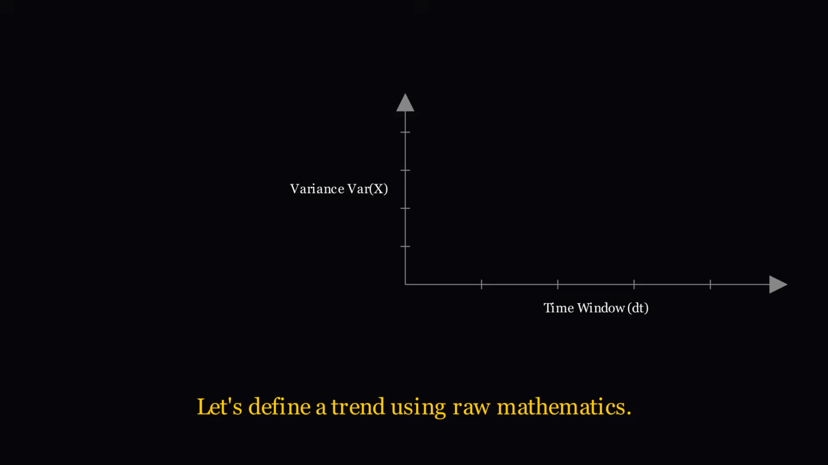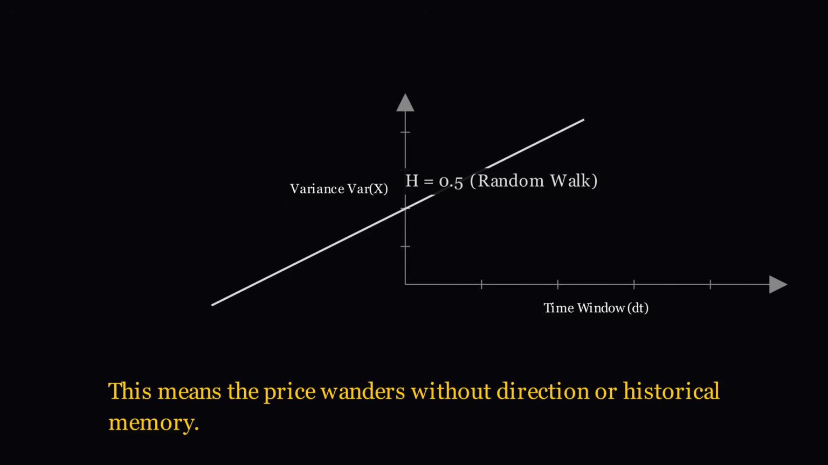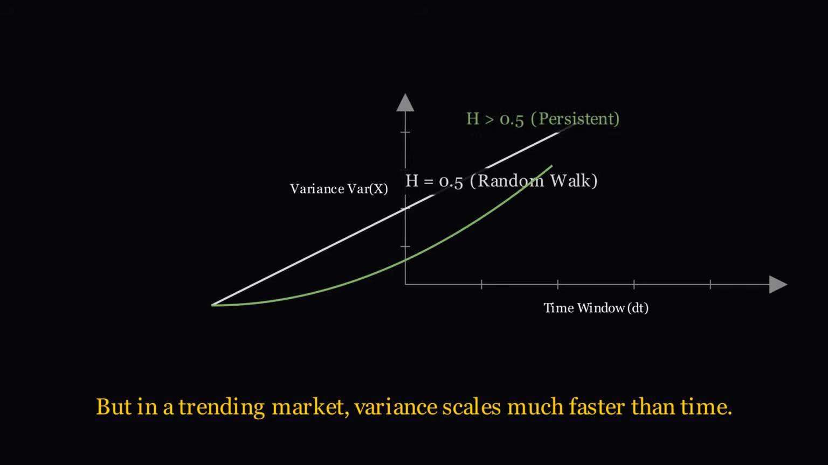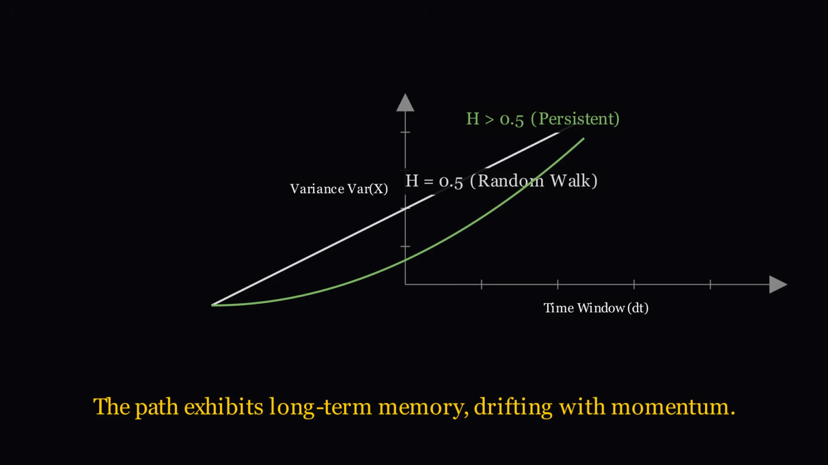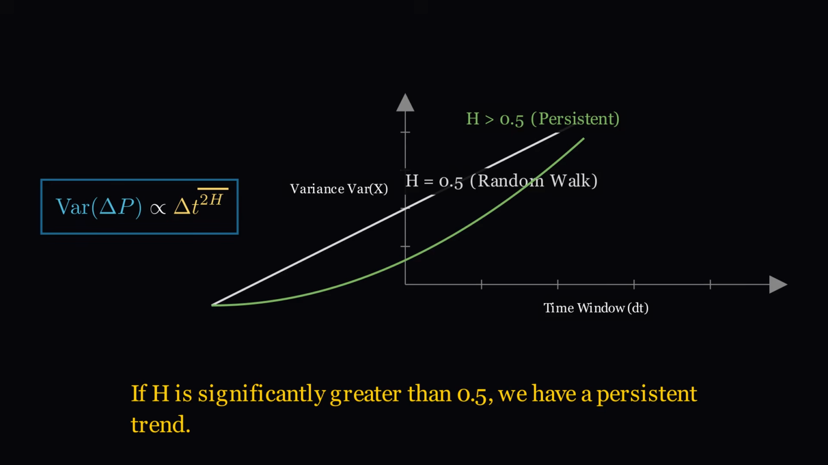This is the overarching architecture of quantitative regime detection. Let's define a trend using raw mathematics. In a purely random walk, variance scales linearly with time. This means the price wanders without direction or historical memory. But in a trending market, variance scales much faster than time. The path exhibits long-term memory, drifting with momentum. We quantify this scaling factor as the exponent h. If h is significantly greater than 0.5, we have a persistent trend.